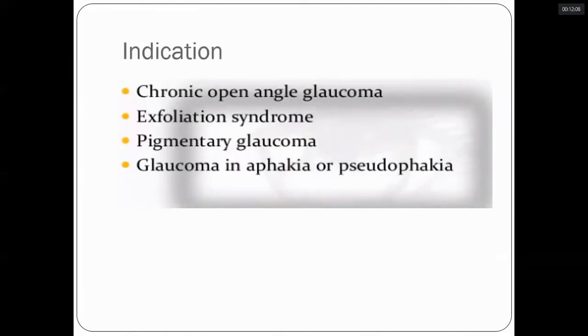So these are indicated in chronic open angle glaucoma, exfoliation syndrome, pigmentary glaucoma, and glaucoma in aphakia and pseudophakia. So you have completed the lens, and by this time you must know what aphakia and pseudophakia are. Aphakia is the absence of the lens, and pseudophakia is the condition after cataract surgery where we put the IOL.